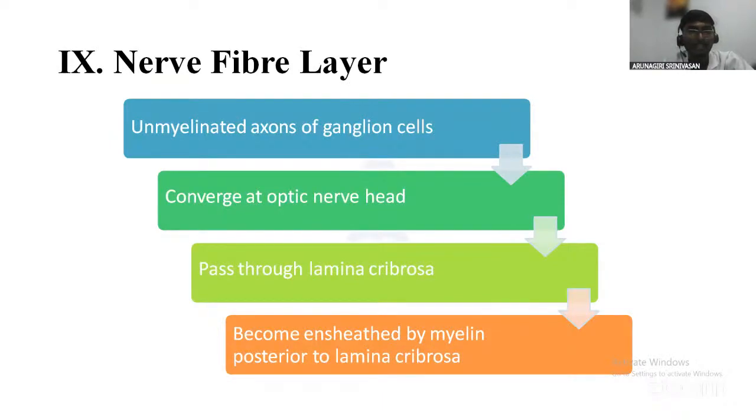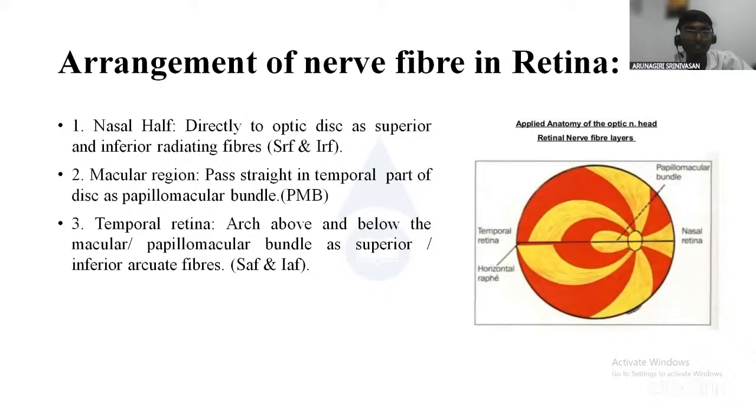Nerve fiber layer: unmyelinated axons of ganglion cells are present. They converge at the optic nerve head and pass through the lamina cribrosa. It becomes ensheathed by myelin posterior to the lamina cribrosa. Arrangement of nerve fibers in the retina: the nasal half goes directly to the optic disc as superior and inferior radiating fibers. The macular region passes straight to the temporal part of the disc as the papillomacular bundle. The temporal retina arcs above and below the macula and papillomacular bundle as superior and inferior arcuate fibers.